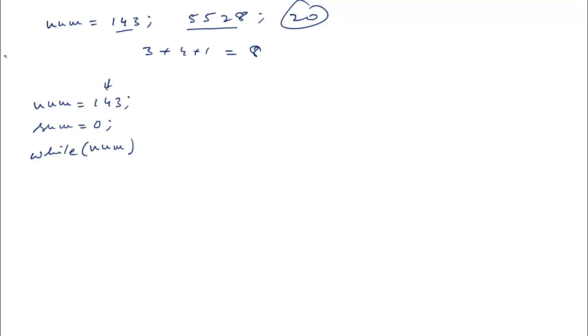Now I'll give this condition not equal to 0, so it will go till the number becomes 0. This is the exclamation mark and equal to 0, that means not equal to. So what will I do here? I have to take this 3 first, and it will add to the sum 3, and then I'll take out 4 and add 4, and then take out 1, and it will give me 8 here.